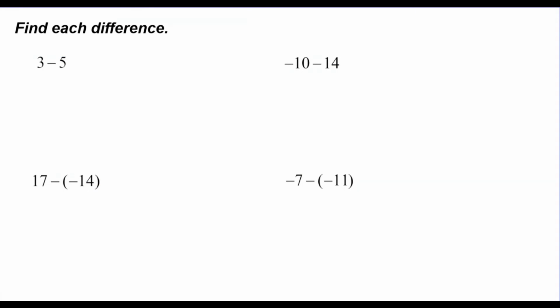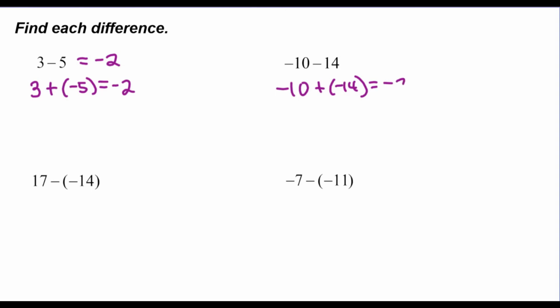3 minus 5. Well, this one, I can do without changing it, but I'm just going to do it for fun. This would be the same as 3 plus negative 5, and 3 plus negative 5 is negative 2, and that confirms that 3 minus 5 is also negative 2. Negative 10 minus 14 is going to be the same as negative 10 plus a negative 14, and again, these are the same signs, so they combine. That's negative 24, so this is also negative 24.